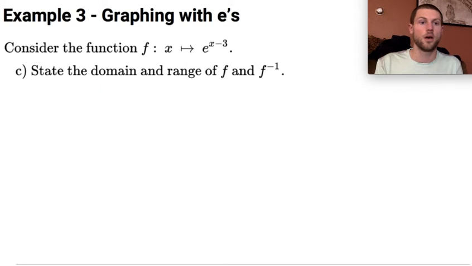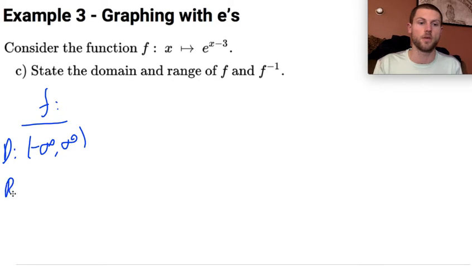All right, so let's keep going here. We want to state the domain and range of f and f inverse of x. And so really what we're doing is taking a look at the domains. For my original function, the domain is all real numbers, so negative infinity to infinity. And the range, I've not made any sort of vertical shift, so this is going to be from 0 to infinity. That one was kind of easy.